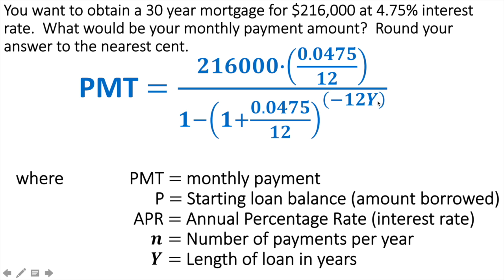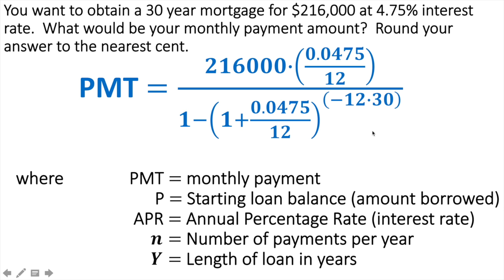And then the last one is this Y. Now this is negative 12 times Y. Y is how long this loan is going to be in terms of years. This is a 30-year mortgage, so it's going to be 30 here. So it's going to be negative 12 times 30. Now we're going to plug that all into our calculator.